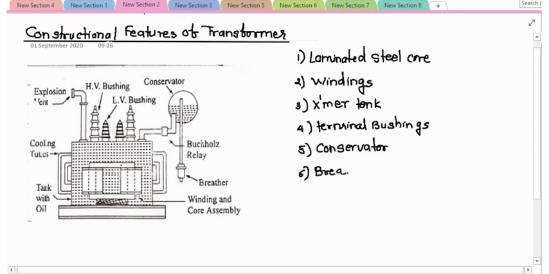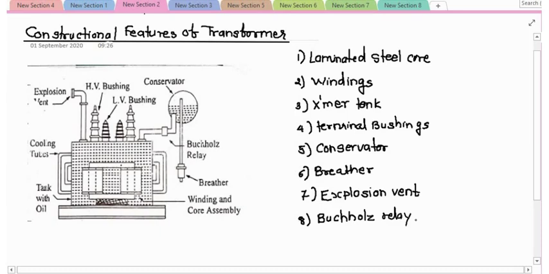Breather, explosion vent, and Buchholz relay. All these various parts of the transformer are shown in the figure. So let us take the parts one by one.